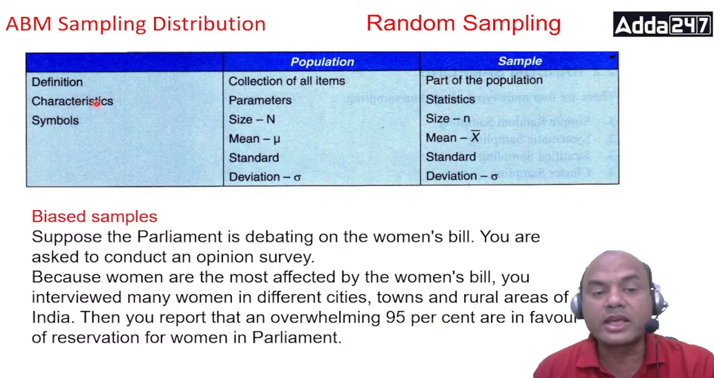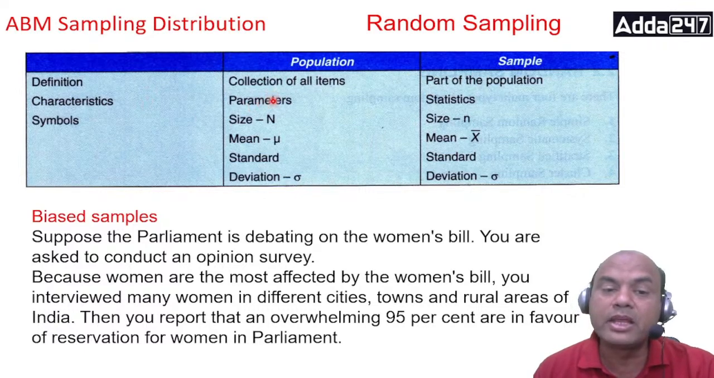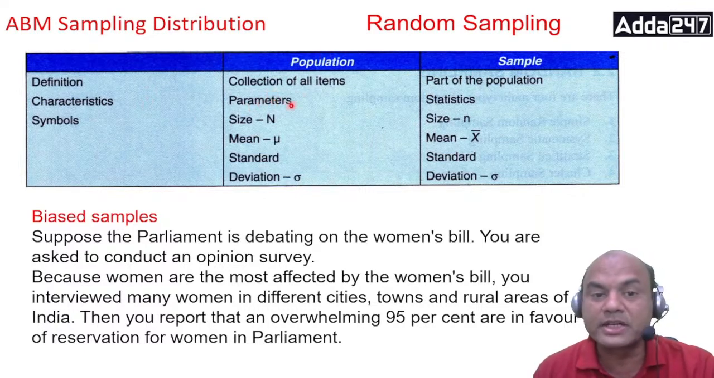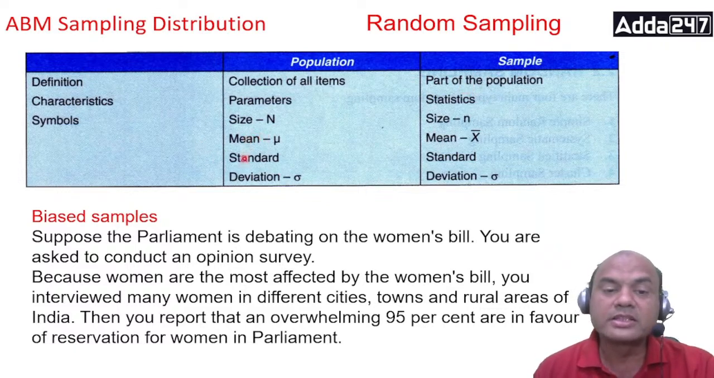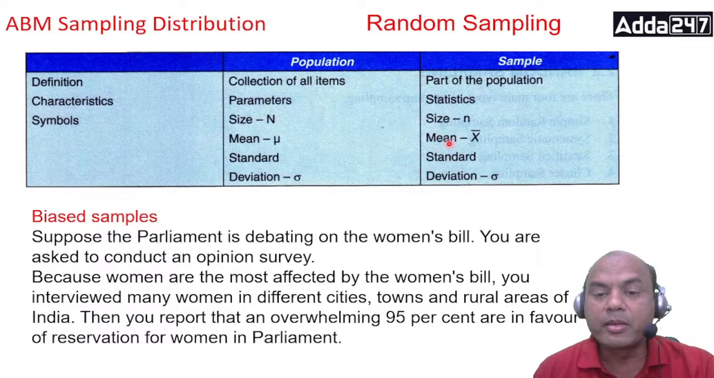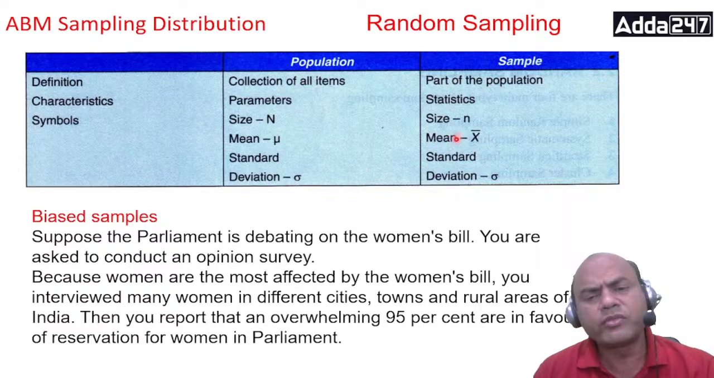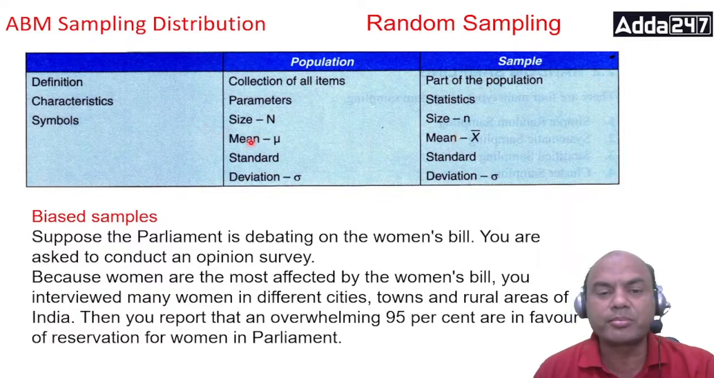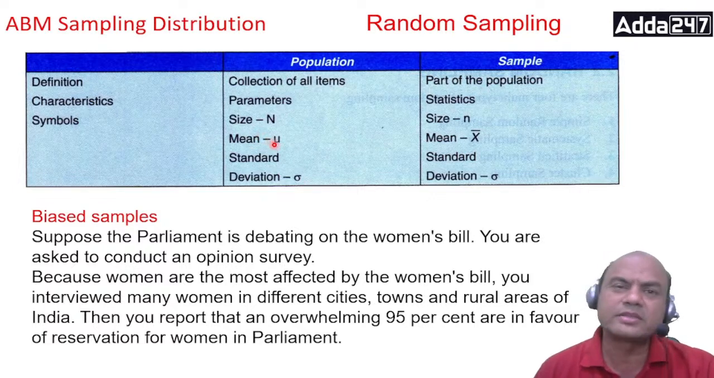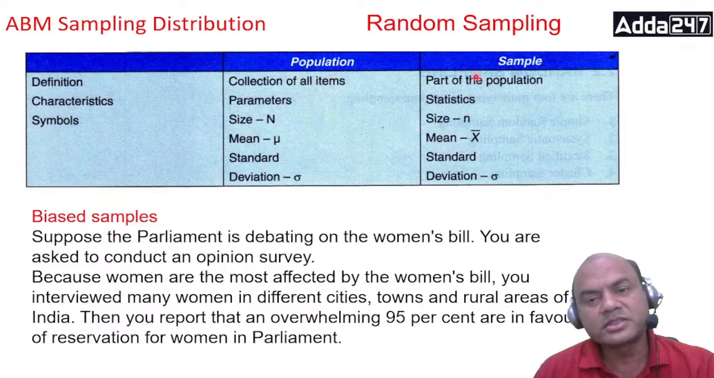Okay, what are the characteristics? If I take the mean, mode of the population, it is called a parameter. If I take the mean, mode of the sample, it is called a statistic. See here, mean and standard deviation of the population is known as parameter. Mean and standard deviation of the sample is known as statistic. We have various other statistics and parameters. Mean, mode, median, all these are parameters as well as statistics.